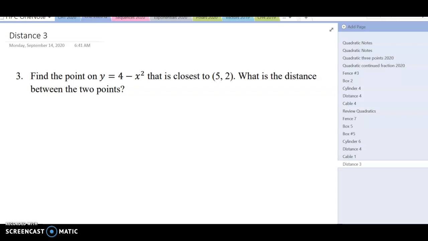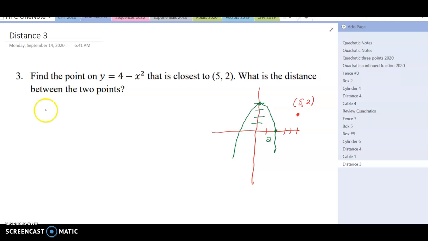So we want to find the point on y equals 4 minus x squared that is closest to the point (5, 2). Here's just a quick sketch. The parabola opens down, and this x-intercept is 2, and the other x-intercept is negative 2, and then we have the point (5, 2). We want to find the minimum distance from that red dot, which is (5, 2), to the green curve.